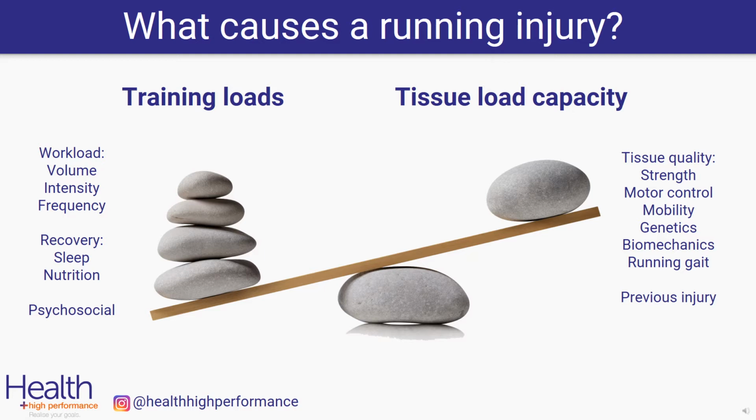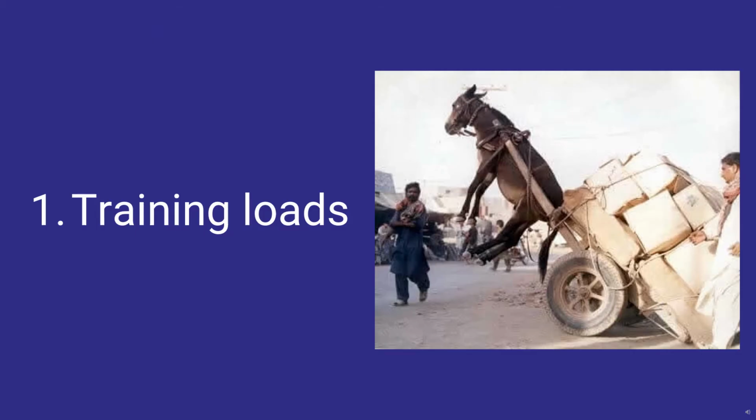We like to use a seesaw analogy. On one side you have load, which includes training load, intensity, how good your recovery is, sleep, nutrition and life stresses. And on the other side we have the load capacity of your body, which includes how strong you are, your mobility, biomechanics, running gait, previous injury and genetics. So whilst there may be many different contributors to running injuries, here are our top 5 to prevent running injuries.